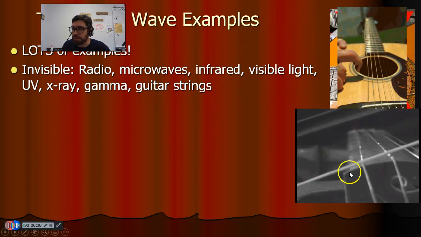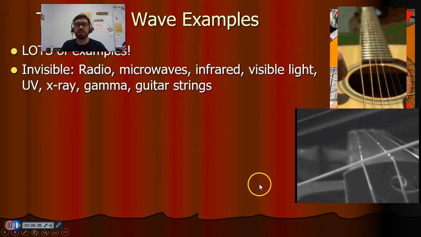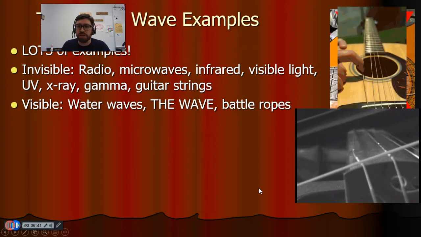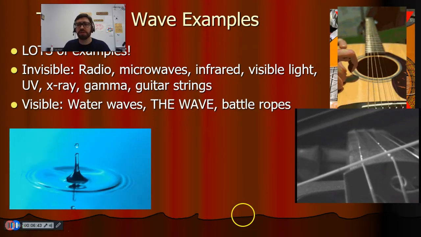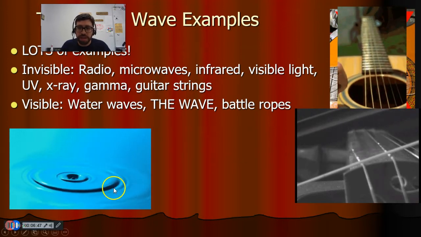As the violin bow gets pulled across the string, you can see the transverse wave traveling down the string and back up and down, up and down. It's a propagation of energy by a wave. We can look at water waves. Water waves are very clearly examples of transverse waves. These waves are going up and down, up and down.